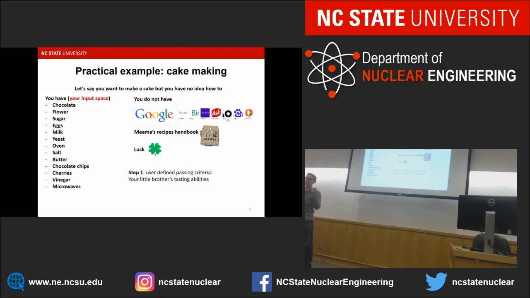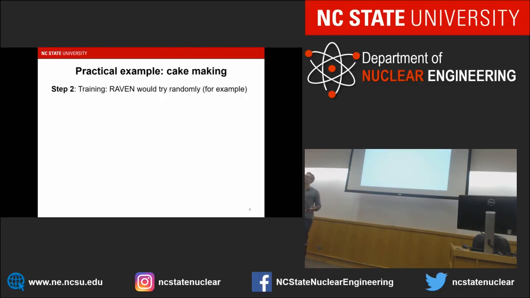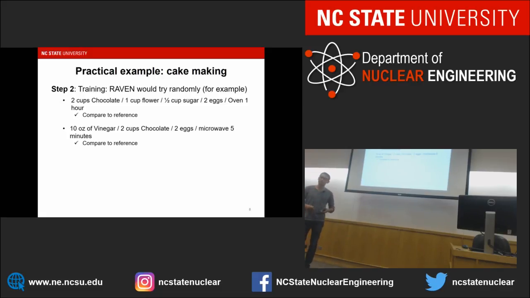So step one, as I was defining in the previous slide, you need a passing criteria. So let's say it's going to be your little brother's tasting abilities. So first Raven is going to train. So randomly just generate a recipe. And let's say, for example, chocolate, flour, and put it in the oven. And then you give it to little brother. The little brother is happy, right? It's smiling. So let's say it's a passing one. Then you're going to try 10 ounces of vinegar, some eggs, and you put it 5 minutes in the microwave. And you give it to your brother, he's going to puke. Okay, so that would be a failure.